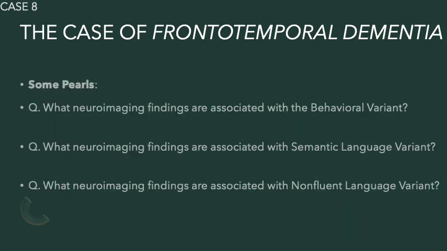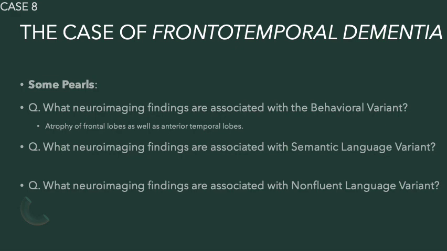These are some additional questions which may come up in exams. What neuroimaging findings are associated with the behavioral variant? Atrophy of frontal lobes as well as anterior temporal lobes.